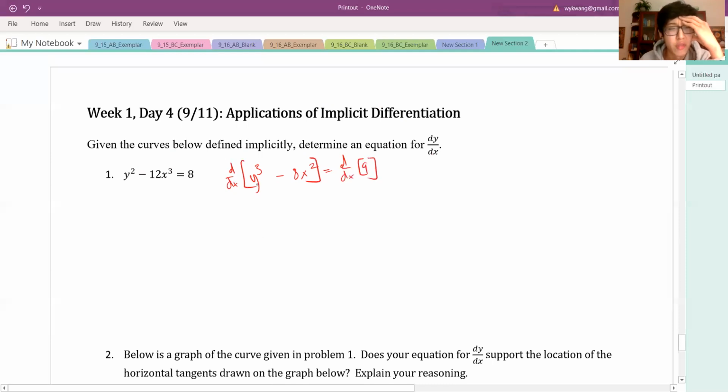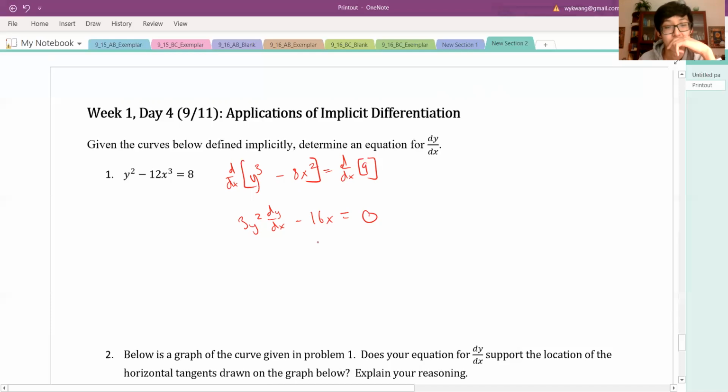So we get 3y squared, just power rule, but we're differentiating with respect to x. So what does that mean? Multiply by dy over dx. Minus 8x squared, power rule, 16x, and this is an x, so we're differentiating x with respect to x, so we're all good, we can just leave it like that. Now d over dx of 9, the derivative of any number is just 0.